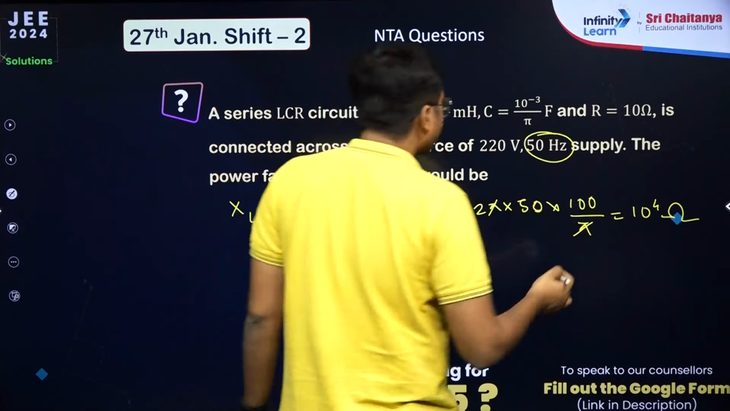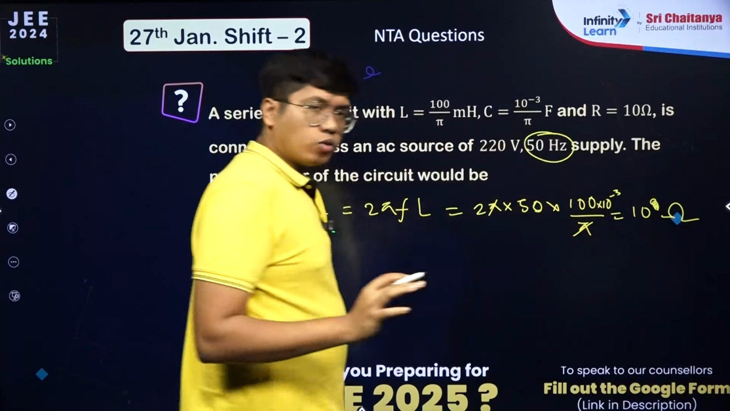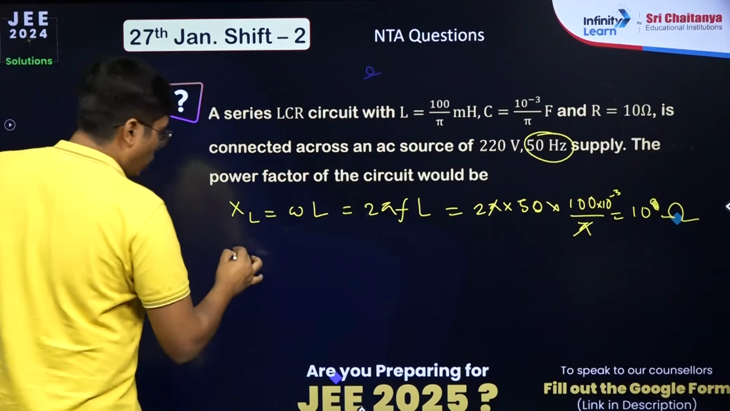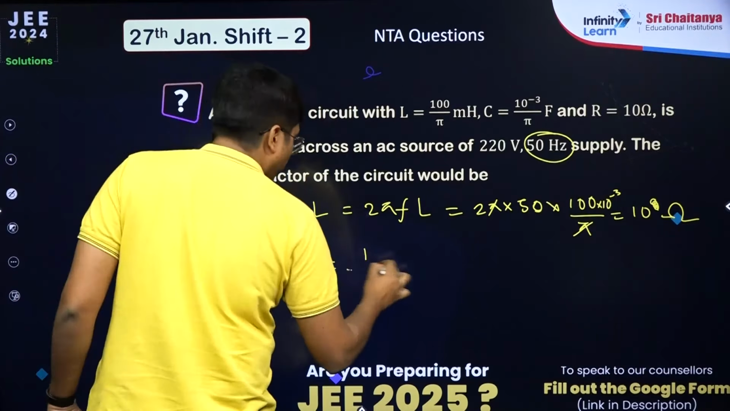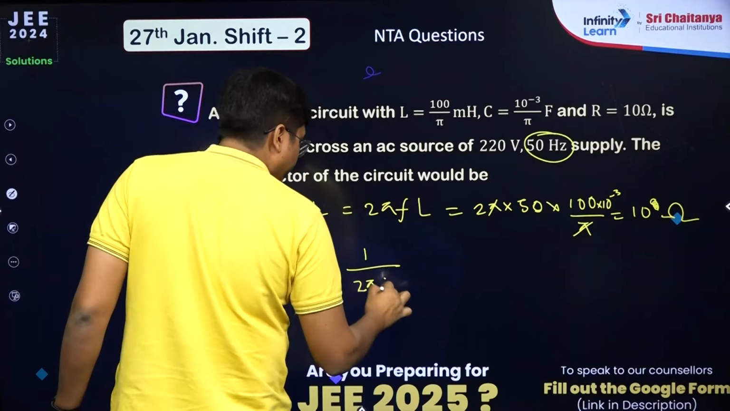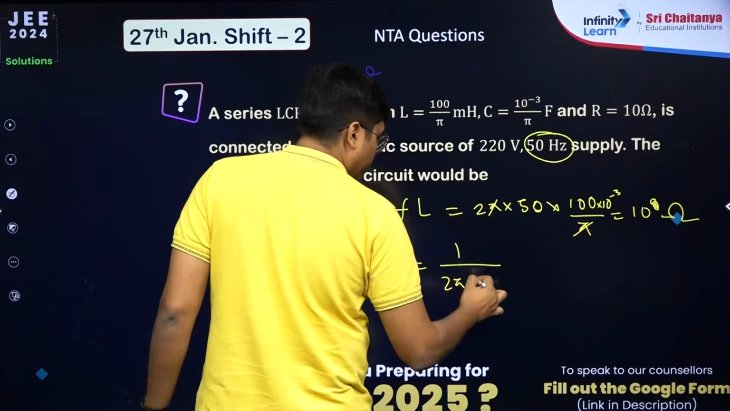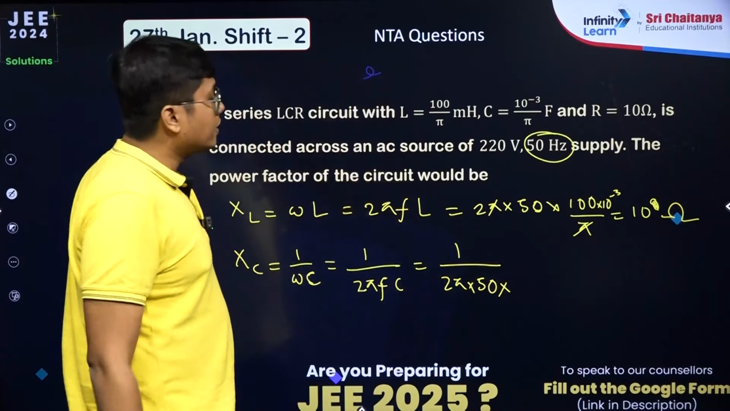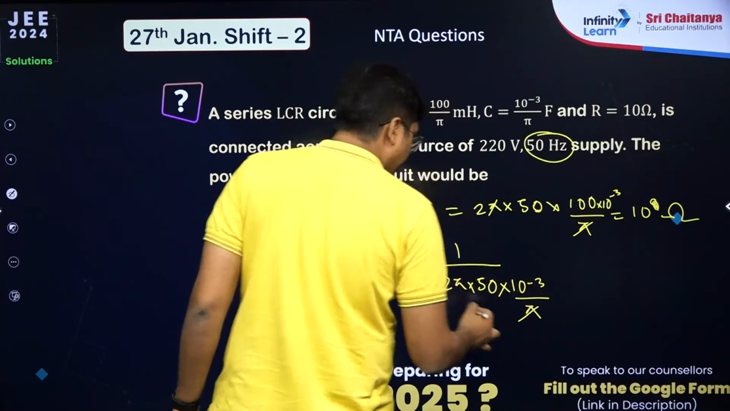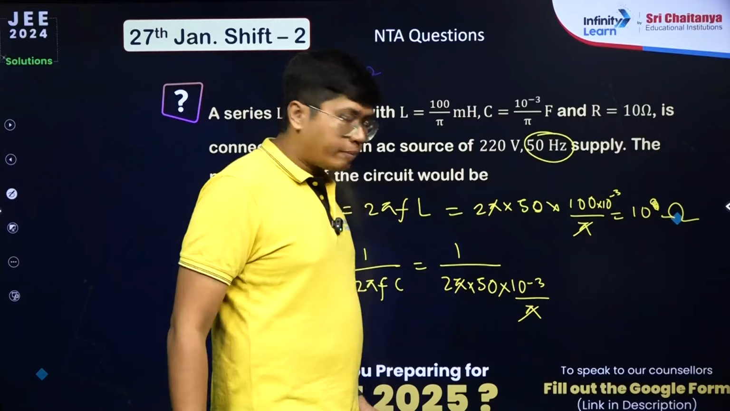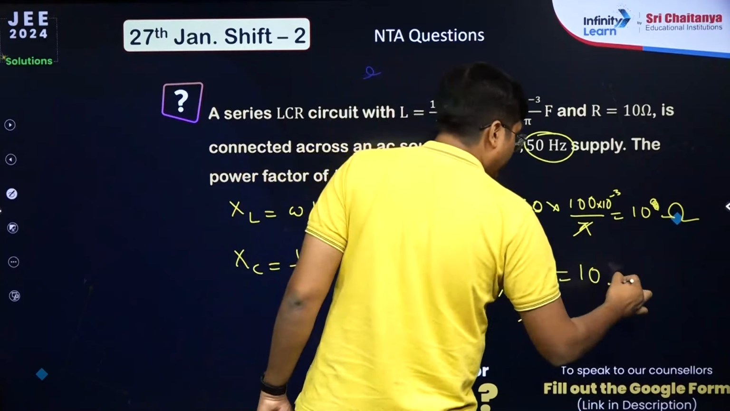Okay, this is given in millihenry. My bad, this was given in millihenry. So there's a 10 to the power minus 3 as well, which will make it just 10 ohms. What about the capacitive reactance? Capacitive reactance is 1 by omega C. That is 1 by 2 pi f into C. 2 pi, frequency is 50. And the capacitance is 10 to the power minus 3 by pi. Cancel the pi's out. So 100 into 10 to the power minus 3 will make it 1 by 10 to the power minus 1. This will also come out to be 10 ohms.